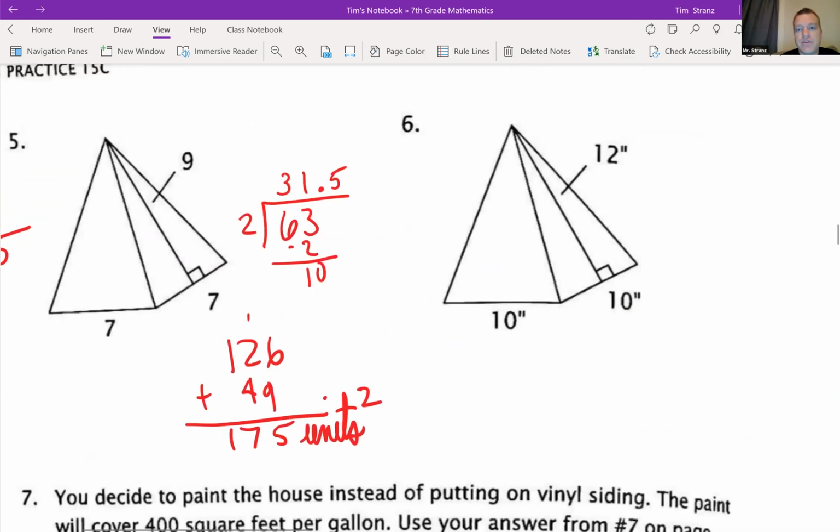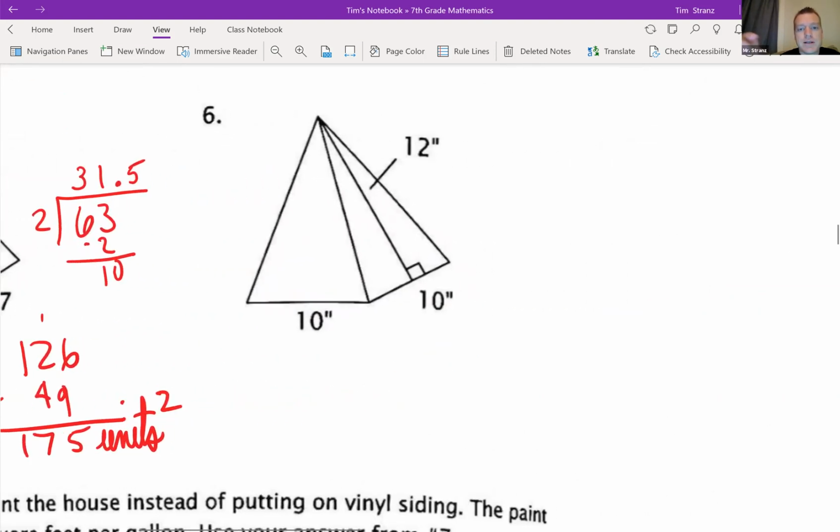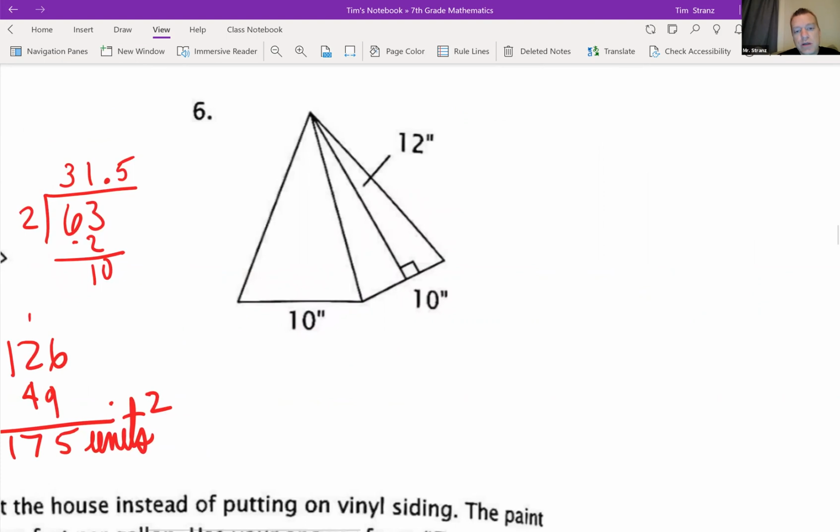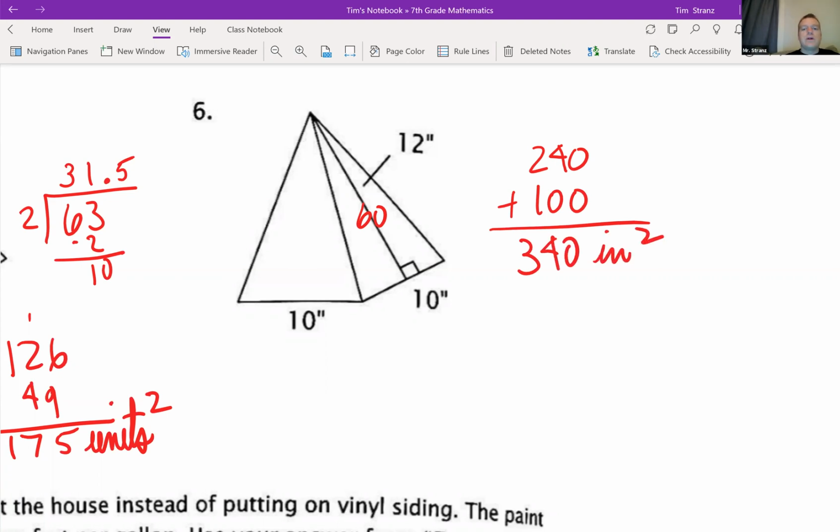Okay, number 6, having fun yet? Here we go, number 6. 12 times 10 is 120, divided by 2, of course, which would be 60. 60 times 4 is 240, and then you just got to add the base. 10 times 10 is 100. You get a whopping 340 inches squared.